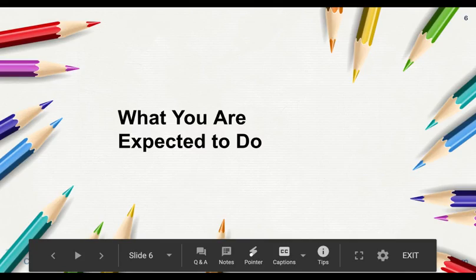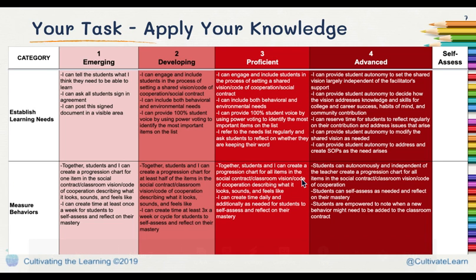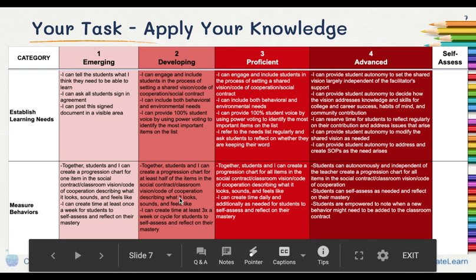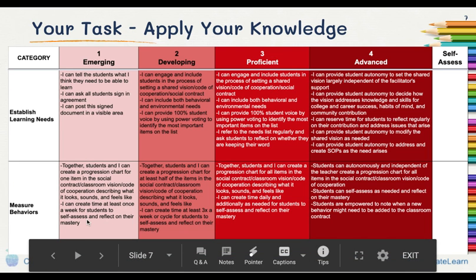So you can choose to measure their behaviors, and with this, proficient would be together students and I can create a progression chart for all items in the social contract or classroom vision code. So you really wouldn't be able to do measuring behaviors if you haven't done establishing learning needs, right? But as you can see, it's okay if you say, Eileen, I'm not even at emerging. I don't do these things. That's okay. Let's start doing them. So that would be your goal.